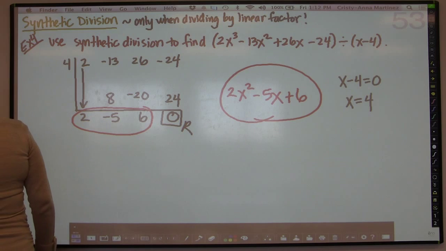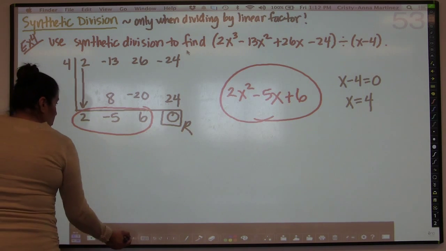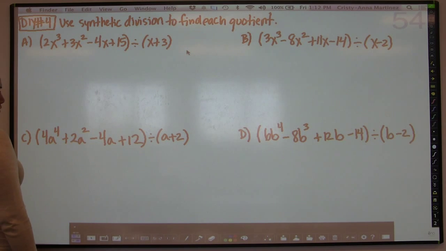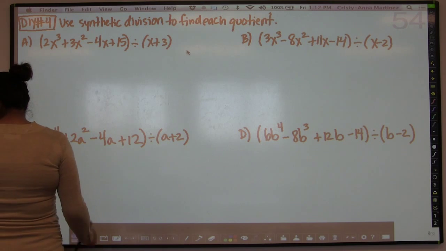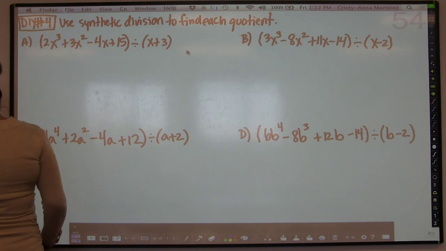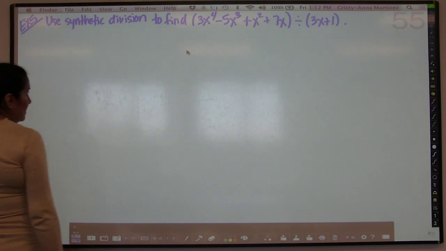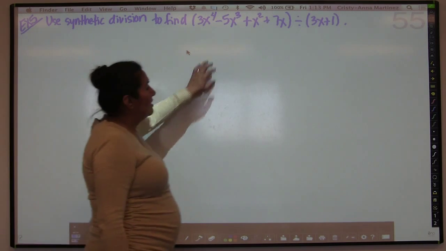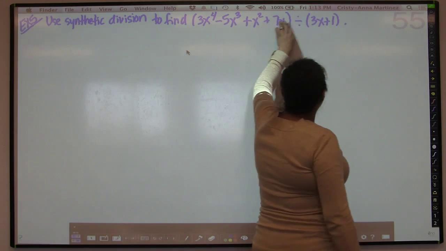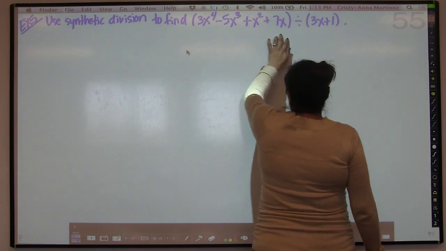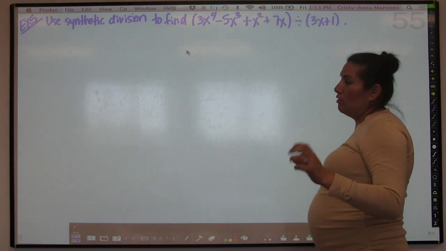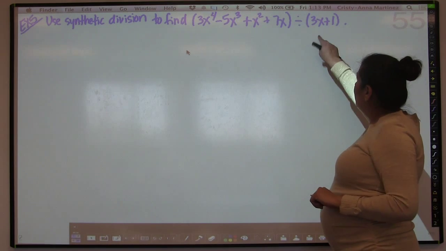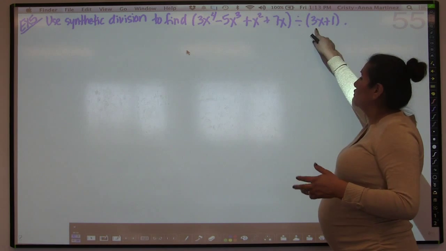And now I want you to try these 4 examples doing synthetic division. And then we're going to do one last example. And this last example is still synthetic division, but I want to show you a couple of things. We're missing a term. 4, 3, 2, 1, none. There's no constant term here. So I'm going to show you how we need to put a 0 there. And then also we have, instead of just x plus something, there's 3 in front of it.